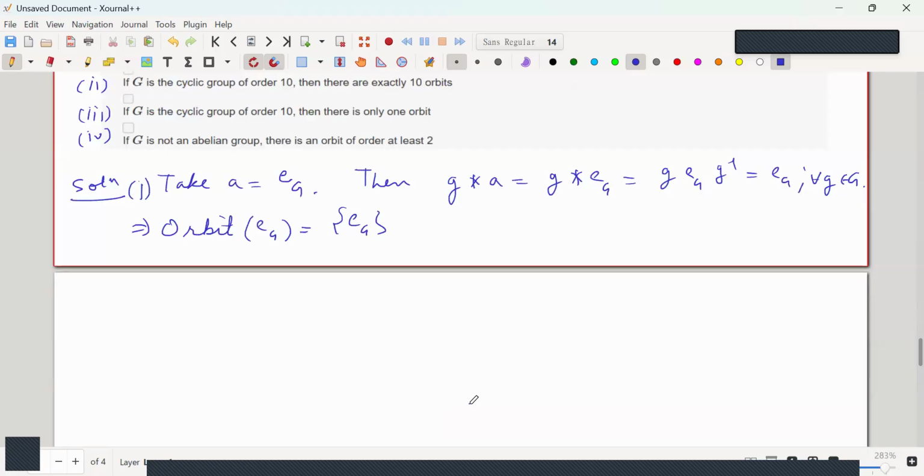The second statement is true. Second statement is true? Since it's cyclic, I know that it's abelian. So g times a times g inverse is g times g inverse times a, which is just a. So for every element I take, the orbit will contain only that specific element. So I'll have 10 distinct orbits.